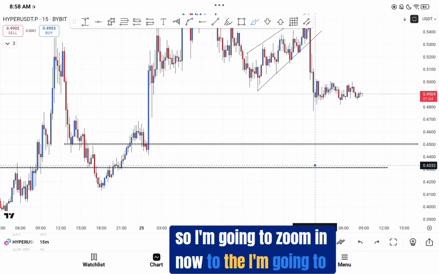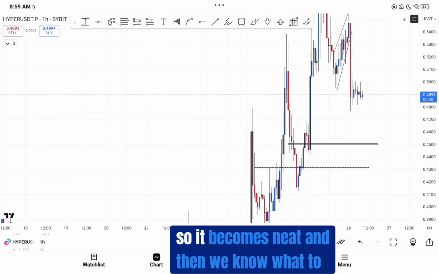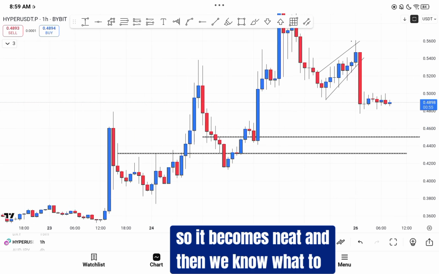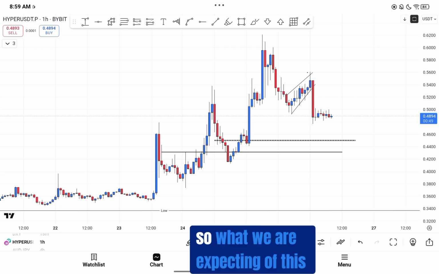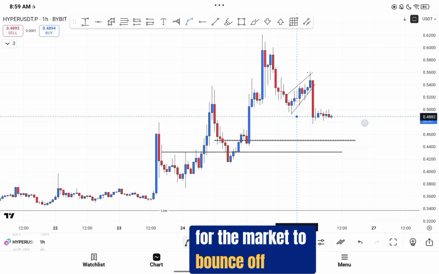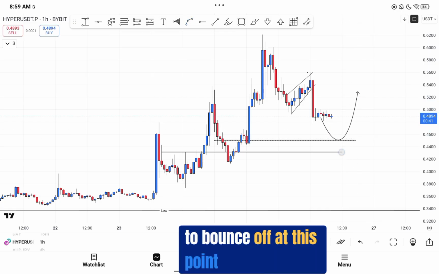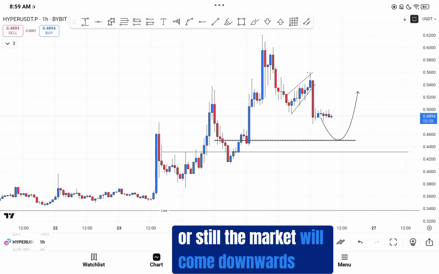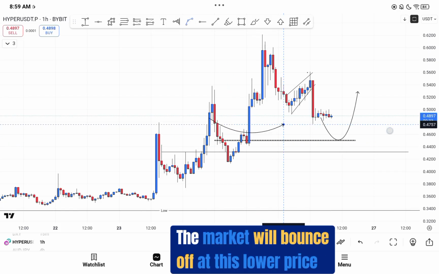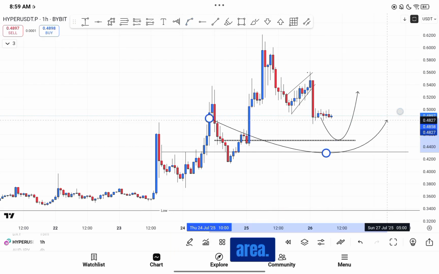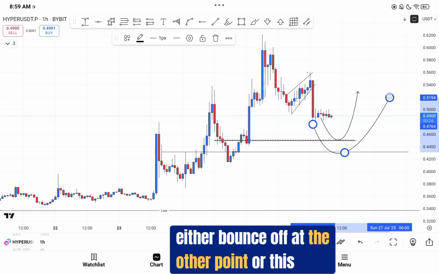So I'm going to move our time frame to the 1 hour time frame, so it becomes neat, and then we know what to do, right? On our 1 hour time frame, it now looks like this. What we are expecting of this market is for the market to bounce off either at this point towards the upward direction, or for the market to come downwards and bounce off at this lower price area.